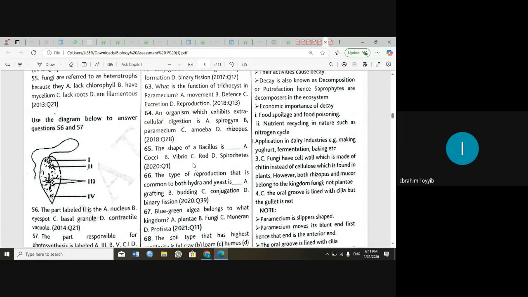And we have one with a viral shape, which is called vibrio. And we have a spiral shape, which is called spiral or spirochetes. So the shape of a bacillus is a rod-like shape.